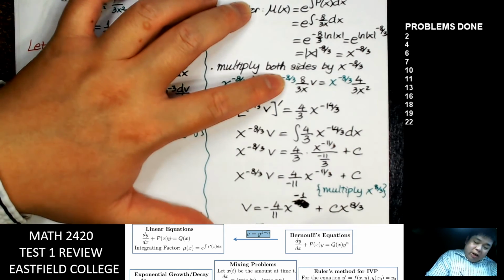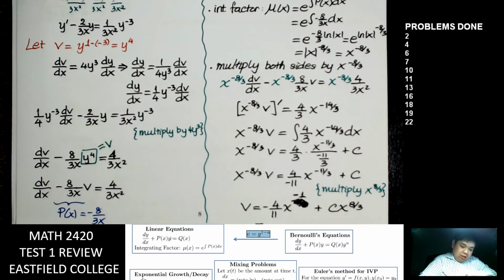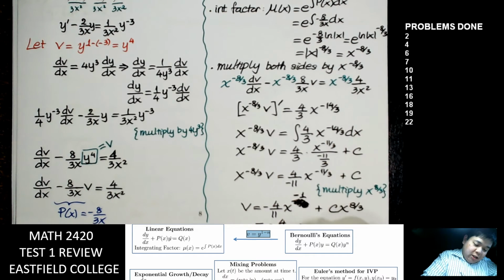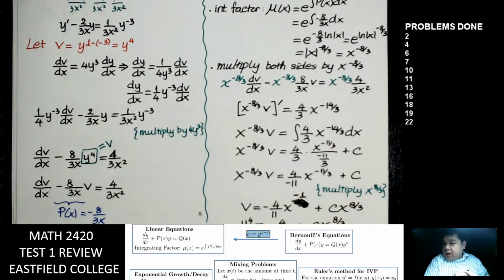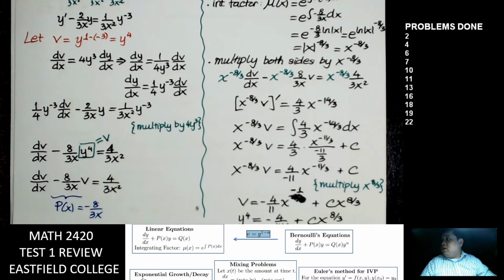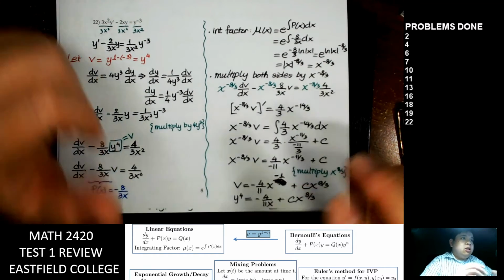So actually you can move x to the negative 1 down to x, then c x to the 8 over 3. And then v you can write as y to the 4th power. Okay, check the answer. So yes, that's what it is. You can take the 4th root on both sides. Yeah, so that's the complete problem.